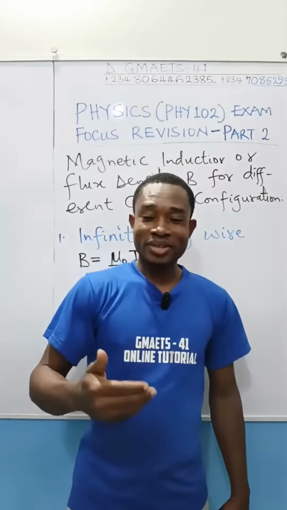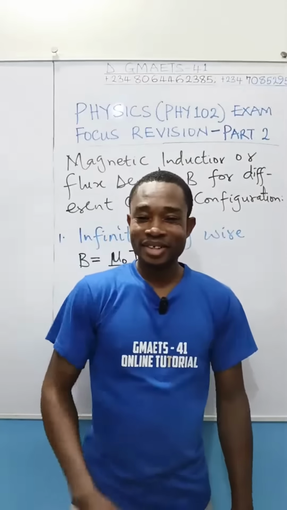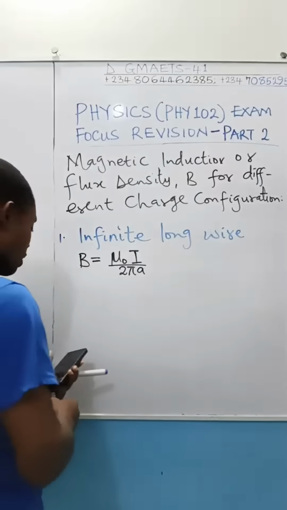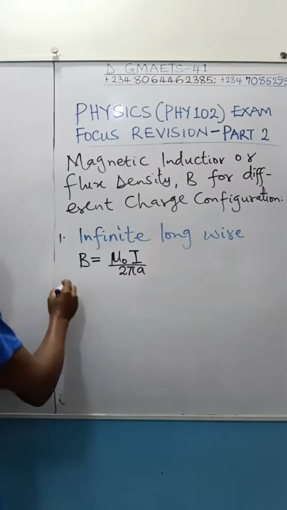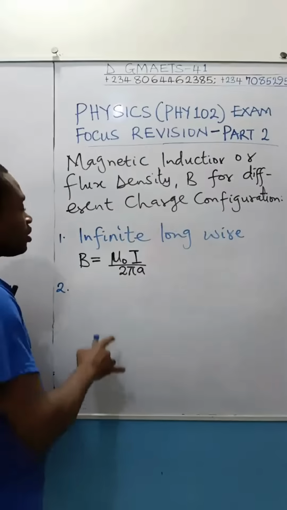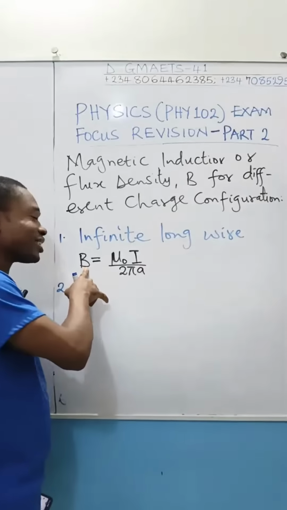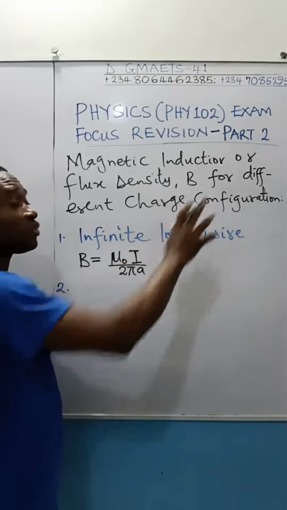The network continues to want to frustrate, but we are not going to give in. Let's just quickly round off what I want us to deal with. We are talking about the magnitude of the magnetic flux density, of the magnetic induction for different charge configuration.